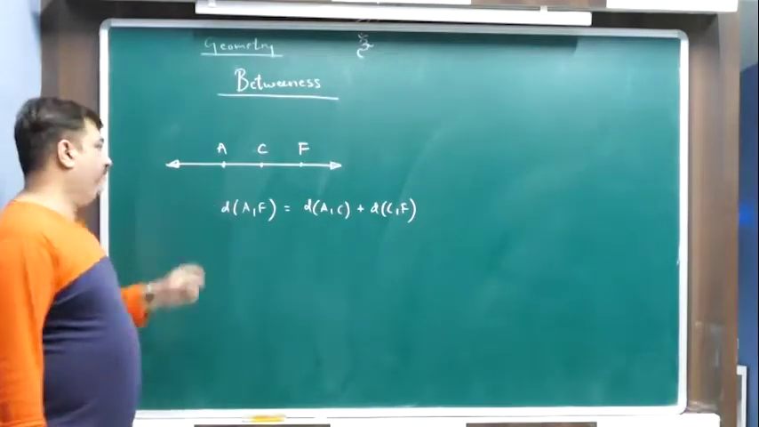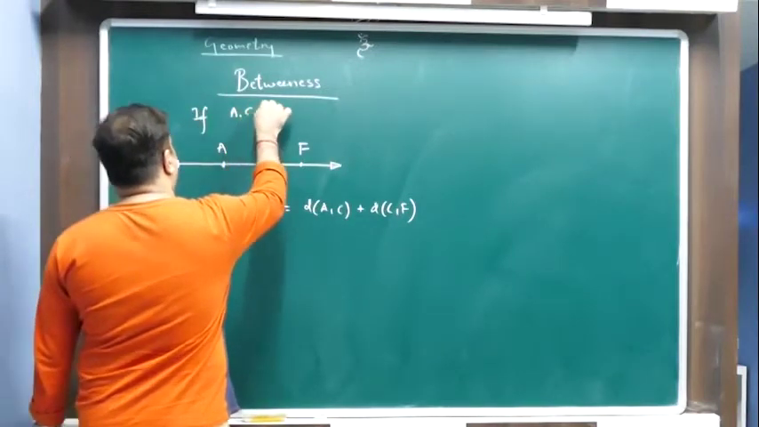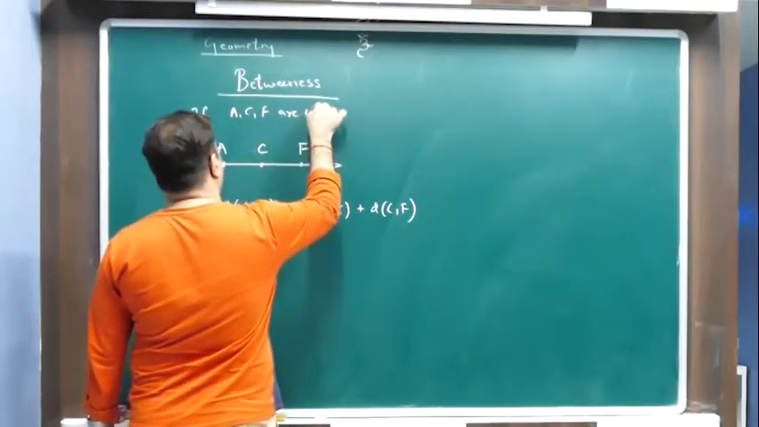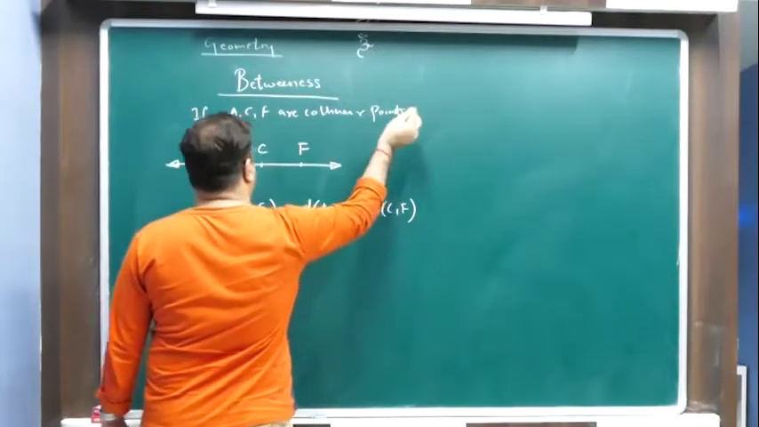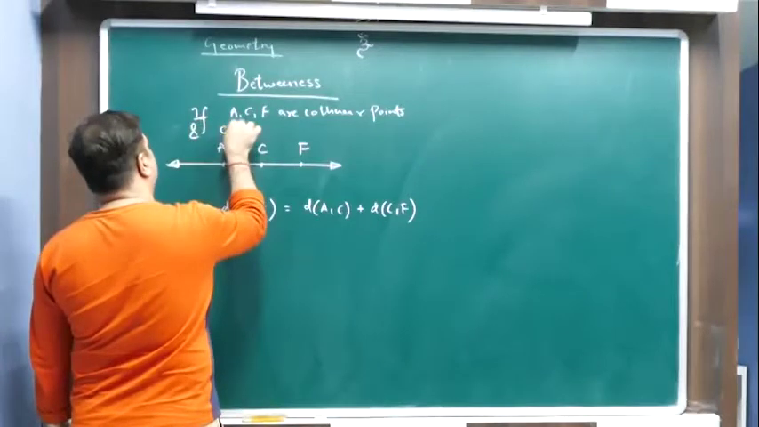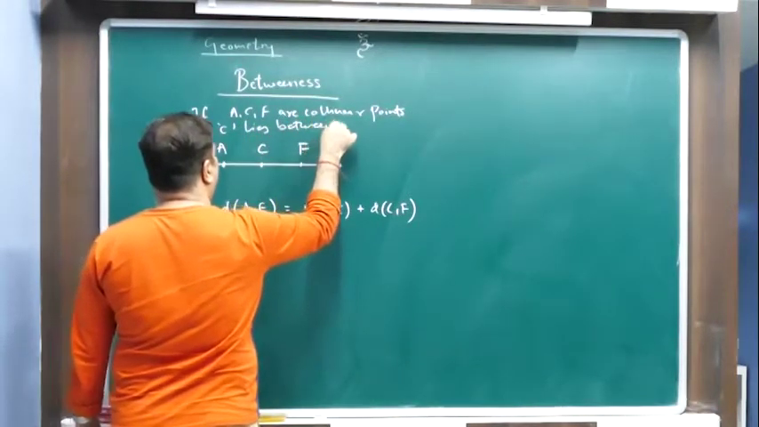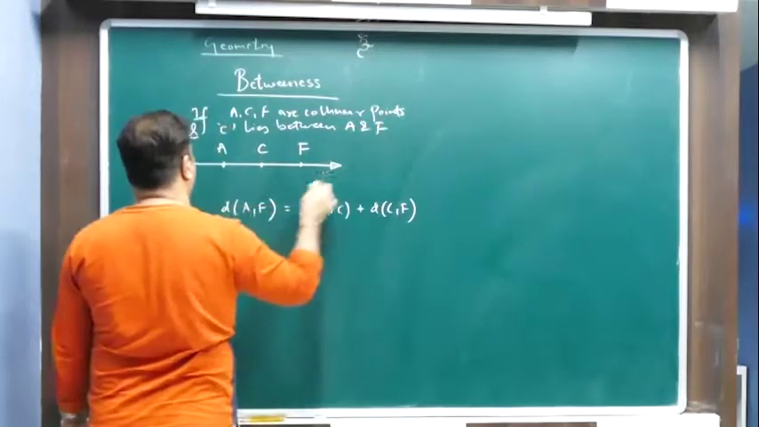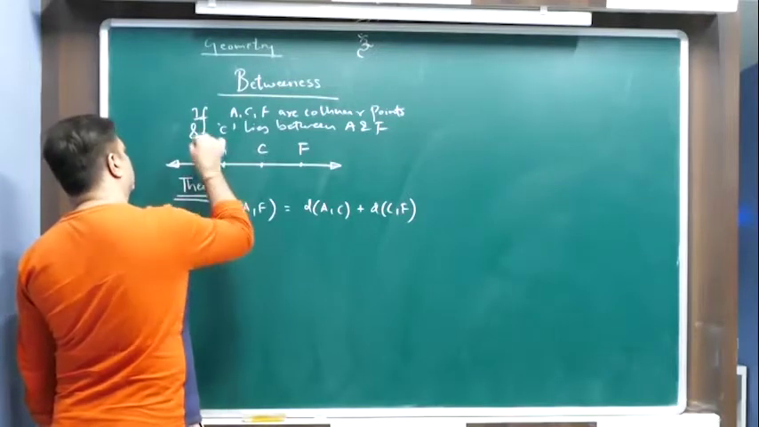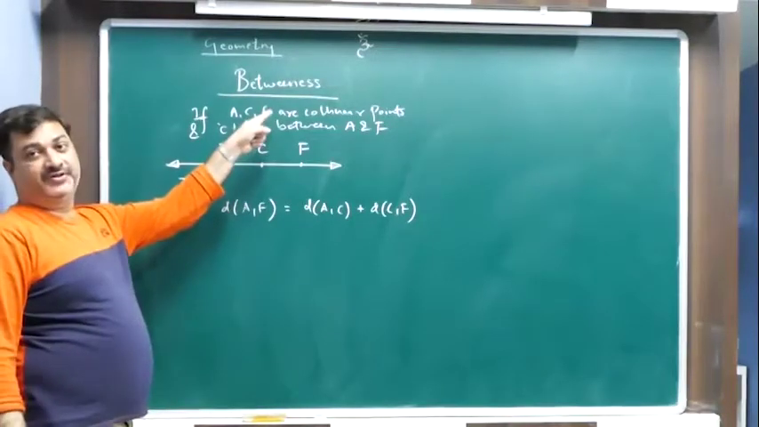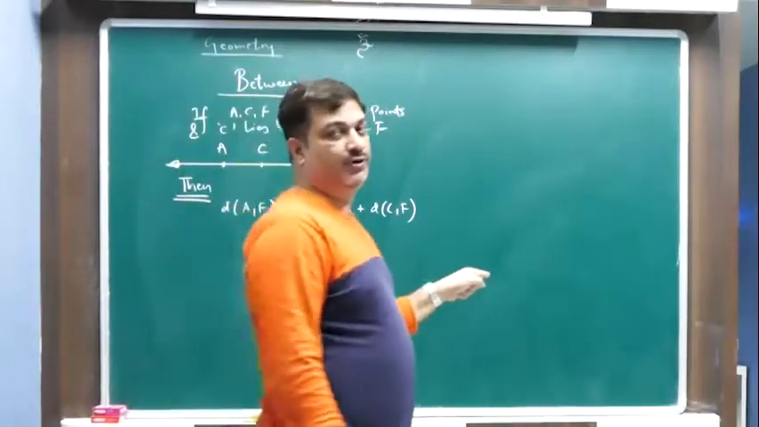Okay? So if A, C, F are collinear points and C lies between A and F, then if this happens, then this will automatically happen. That is what it says.